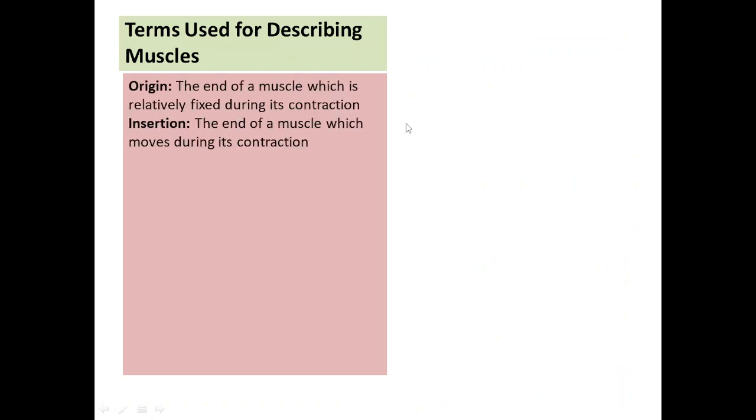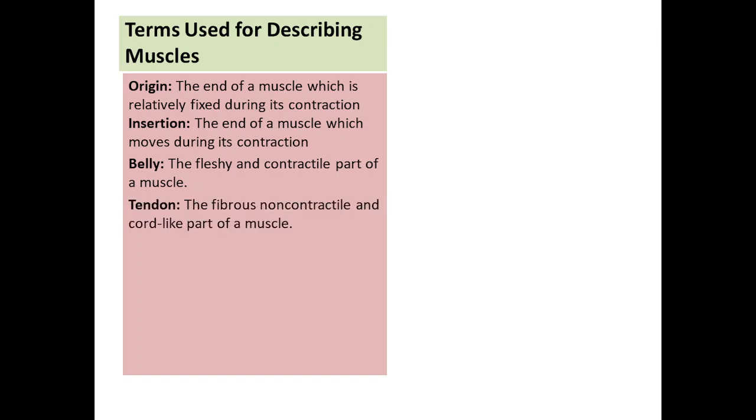We have some terms used for muscles. Origin, the end of muscle which is relatively fixed during contraction. Insertion, the end of a muscle which moves during contraction. Belly, the fleshy and contractile part of muscle. Tendon, the fibrous, non-contractile and cord-like part of muscle.